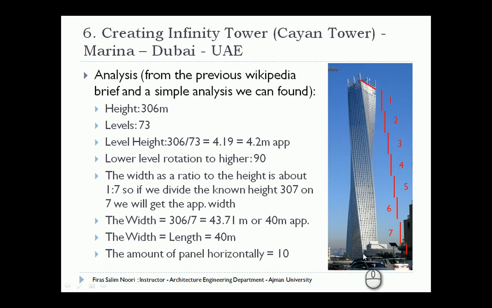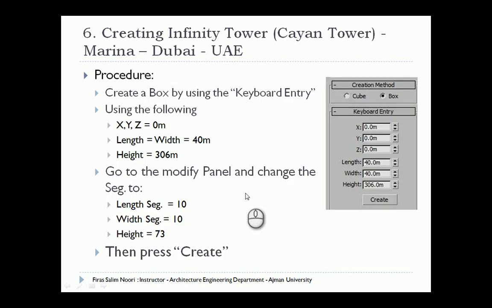So let's try and model it. What we need is just to create a plain, simple box located at XYZ 0, with a length of 40 and a width of 40, and then a height of 306. And I'm going to add 10, 10 and then 73 segments, which gives us 4 by 4 meter, because 40 divided by 10, so each mullion will be 4 in X and Y. And the same thing, if you divide this by that, it should give you about 4.2, which is almost a rectangular or square system of mullions.